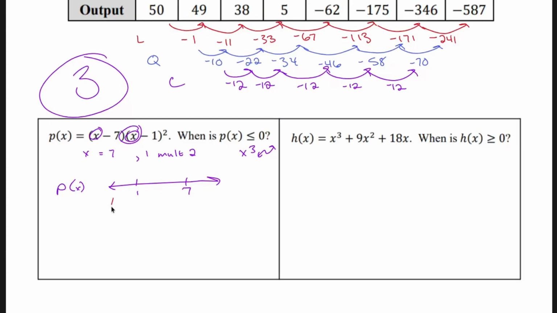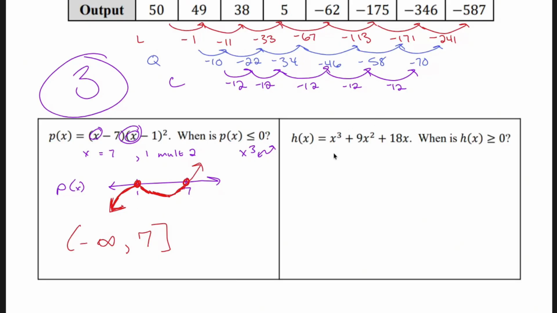So it's going to look a little something like this. Bounce up. So I care about when it's less than or equal to 0. Well, it is 0 here at 1. It is 0 here at 7. And it's less than 0 between 1 and 7. Oh, but you know what else? It's also less than 0 from regular 1 to the left. So all the way from negative infinity through 1 and all the way up to 7, including 7, are we less than or equal to 0? So that's how you do that.